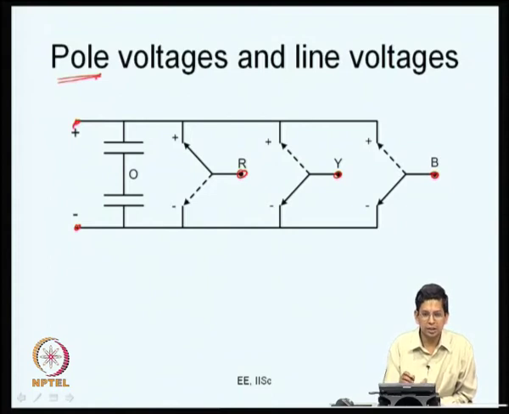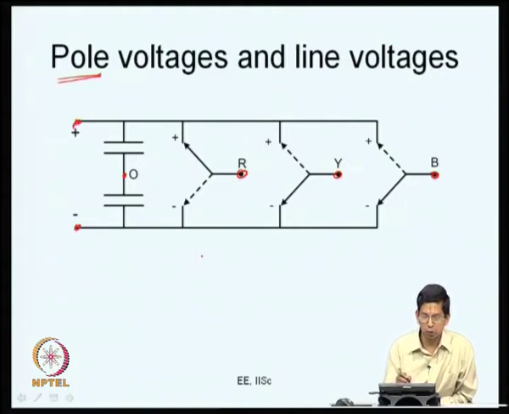So, we will define certain terminology, certain voltages here, and identify certain nodes. The nodes in the circuit are R, Y and B, which are the load terminals or the midpoints of the 3 legs or poles. The other terminals are the DC terminals. You also have the DC bus midpoint O. This DC bus midpoint O need not be a physical point available for making a connection. It could just be a point for theoretical purposes. We will use it as a reference point with respect to which we can express the other voltages.